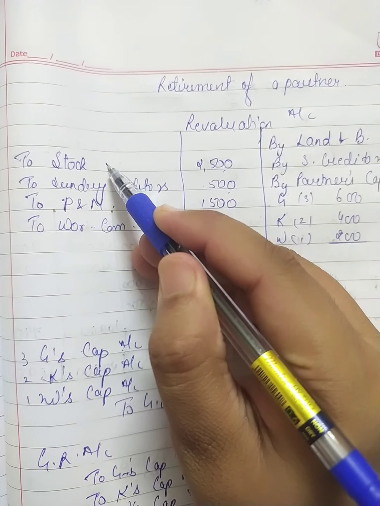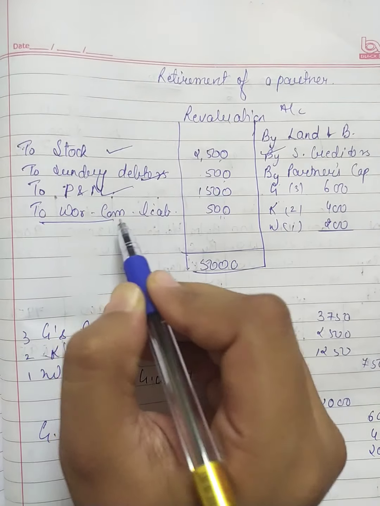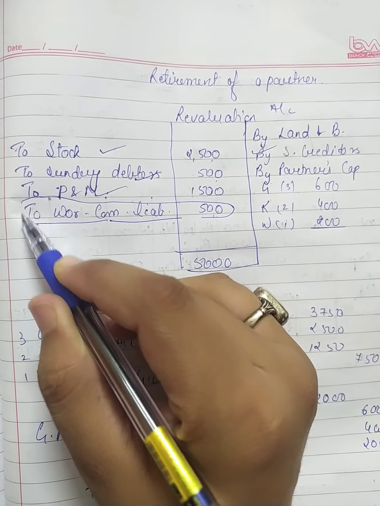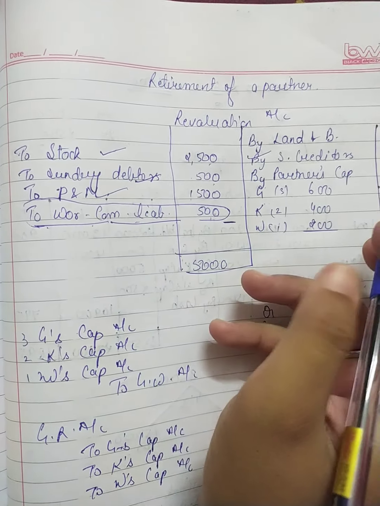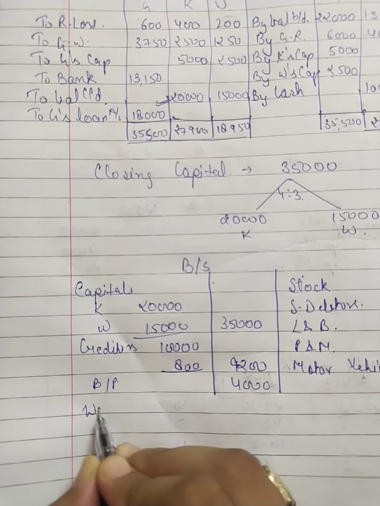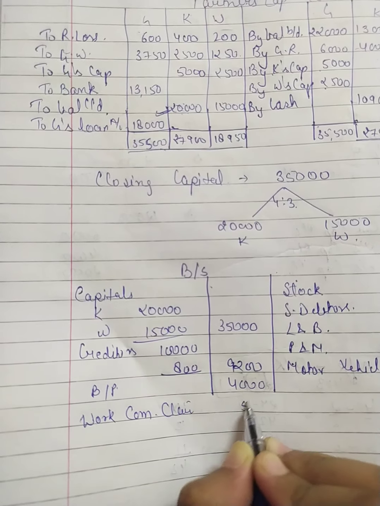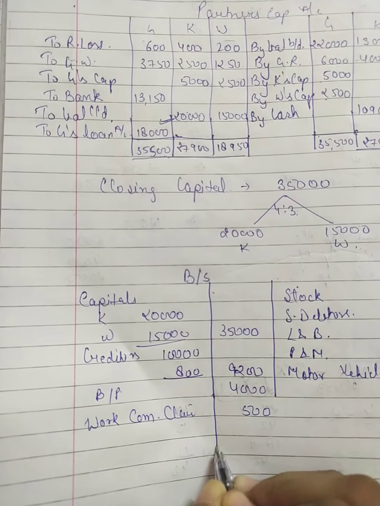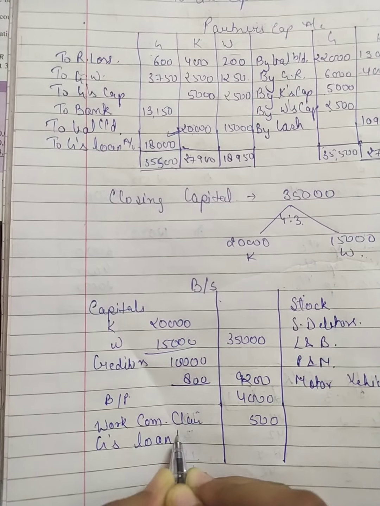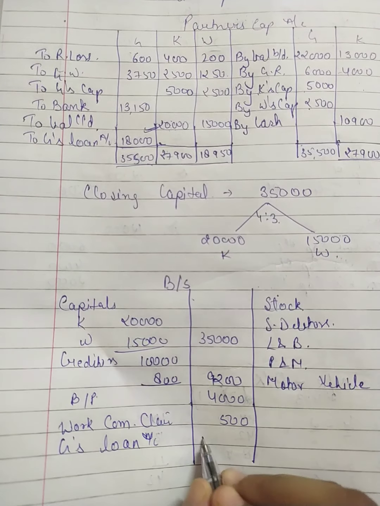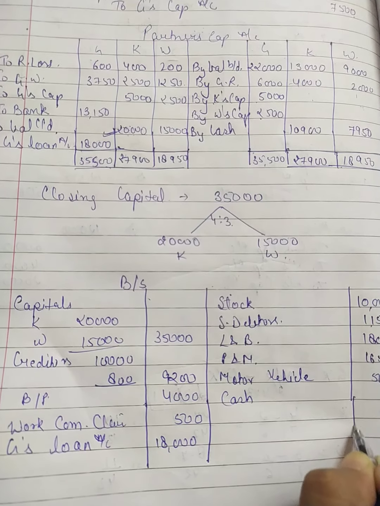So students, we have done the entry of stock, debtors, plant and machinery, sundry creditors, but there is yet more liability that has to be recorded, that is workman compensation liability. We need to record this on the liability side. So it will become workman compensation claim amounting to rupees 500. Okay, now we will write G's loan account, and that is rupees 18,000, and here cash is still to be recorded.